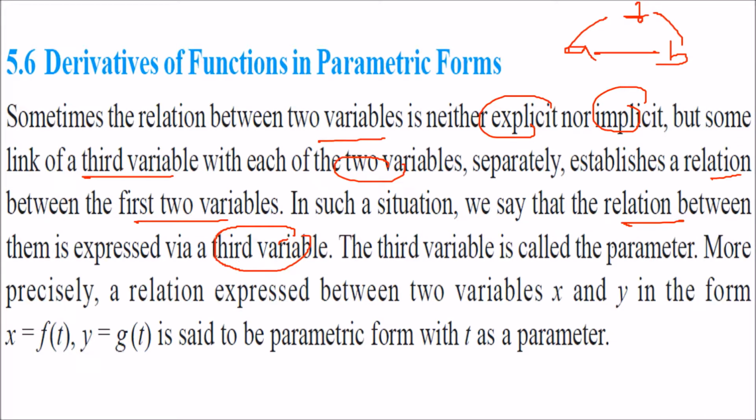and this third variable is nothing but a parameter. We call them a parameter. So we need to make more precise that relation expressed between two variables x and y in the form x is equal to f(t), y is equal to g(t). This is said to be a parametric form with t as a parameter.